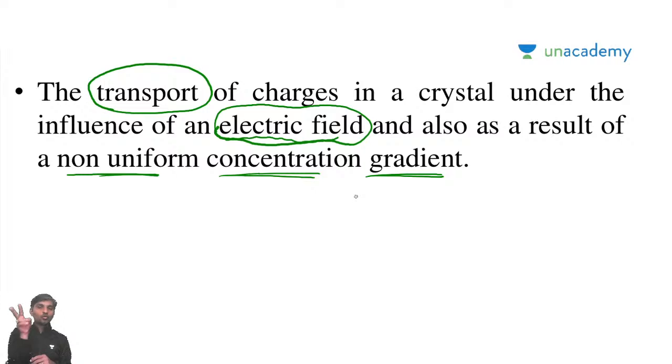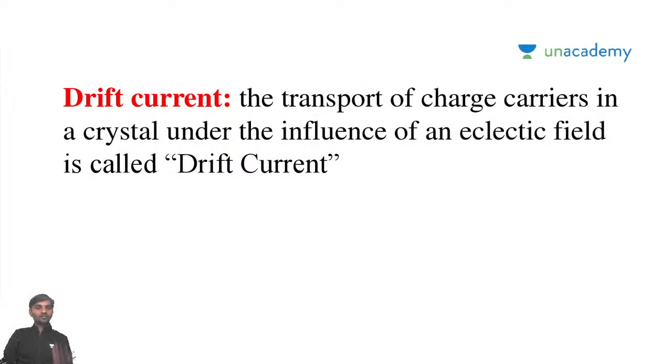See, these two transportations, because of the external electric field and because of a non-uniform concentration gradient, will have two different names. They are called drift and diffusion. Remember, drift current is because of the external electric field. Drift current is because of the transport of charge carriers under the influence of the electric field.